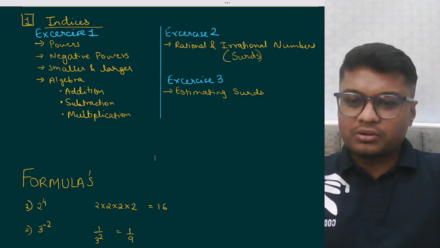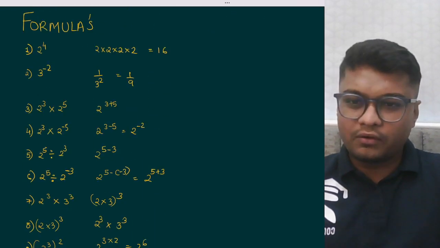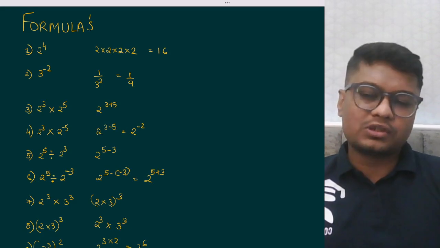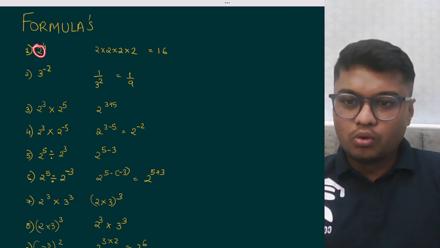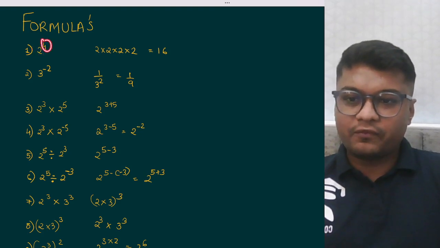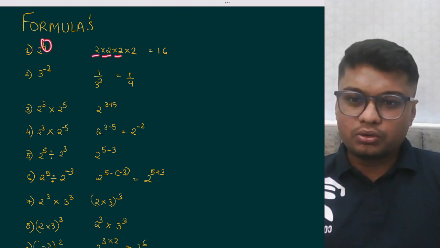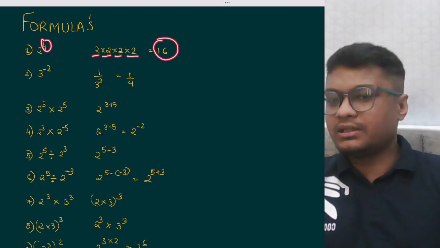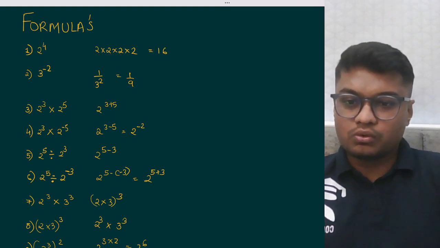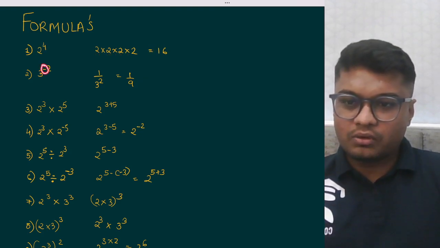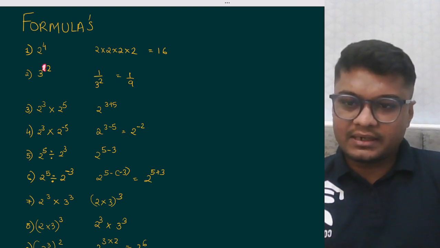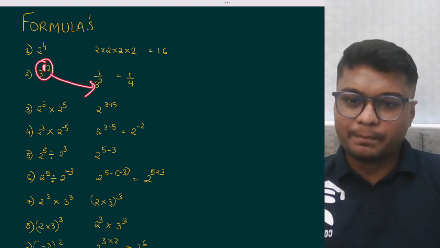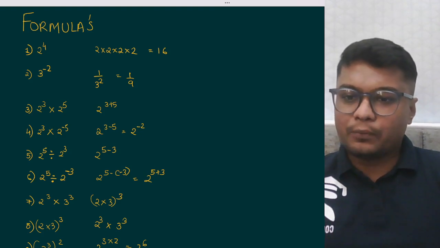So before we start on the sums, let's just recap all the formulas. First of all, 2 raised to 4. Now what does this raised to 4 mean? It means that the 2 is being multiplied by itself 4 times. 2 into 2 into 2 into 2, and that is 16. Next we have 3 raised to minus 2. Now to remove this minus sign, what we will do is reciprocate it. So this becomes 1 upon, and this minus sign goes away, and 3 squared will come at the bottom. Now 3 squared is 9, so it is 1/9.